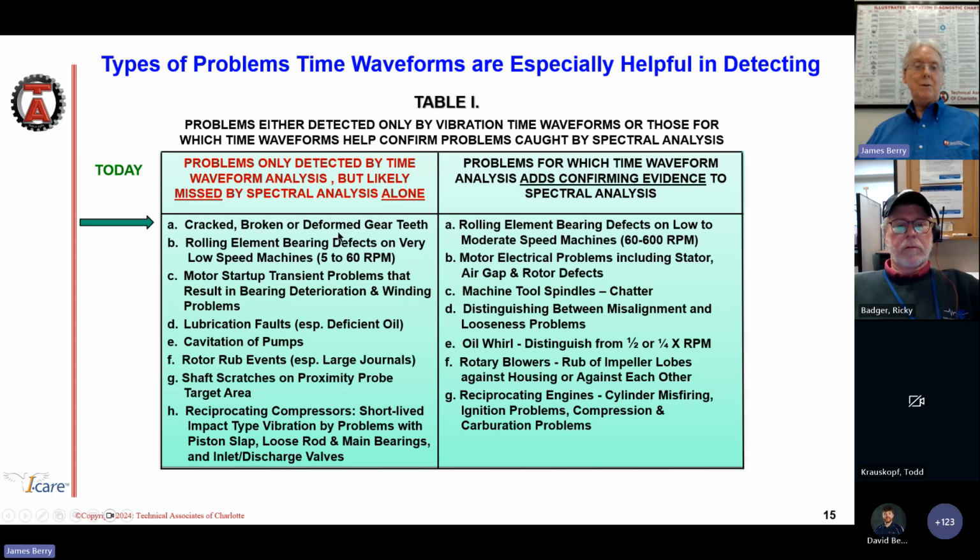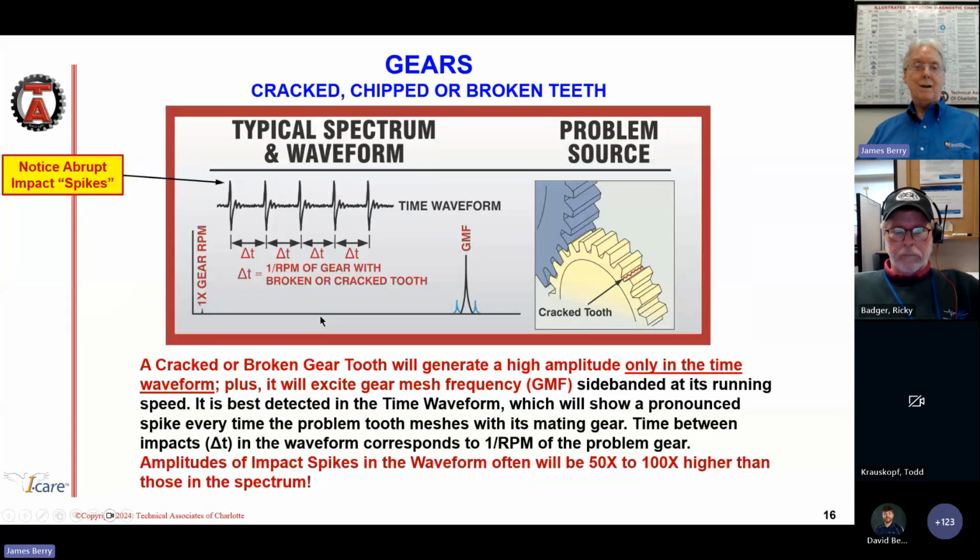If you have gear problems, roll nut bearing problems, especially for 5 to 60 RPM, very low speed machines, and also for lubrication faults, especially when you have deficient oil. Look at just those three today in our case studies and what we're looking at right now.